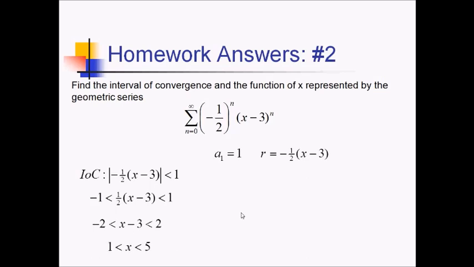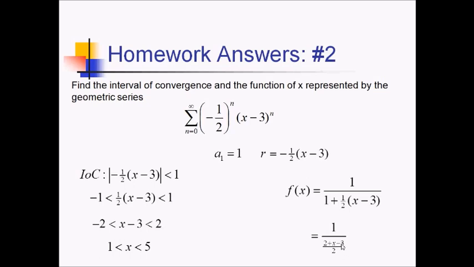Now let's move on to writing the function itself. So we're basically going to do a1 over 1 minus this r value. So 1 over 1 plus 1/2 (x minus 3). And we can clean this up a little bit here. This is really 1 plus (x minus 3) over 2. We can make this 2 over 2 to combine it with that fraction. So this will be 2 plus x minus 3, all of that over 2 in that denominator.